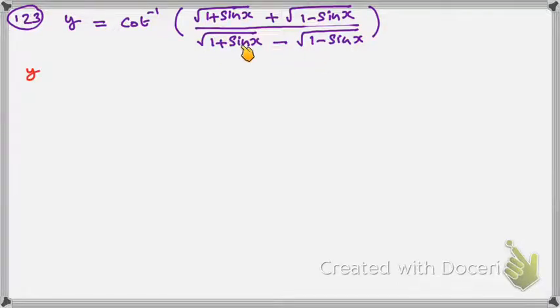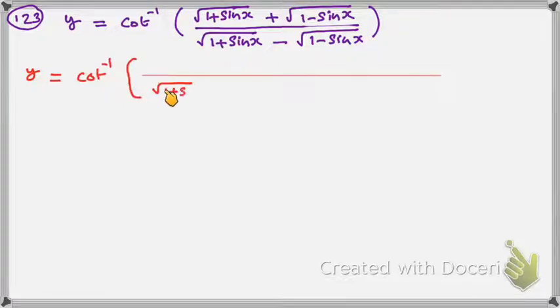So what's the conjugate of the denominator? It looks like root a minus root b. Conjugate would be root a plus root b. So I'm going to take the conjugate of this, which is root of 1 plus sin x plus root of 1 minus sin x. Like root a minus root b, conjugate is root a plus root b. So with the conjugate of this, I'm going to multiply both numerator and denominator.